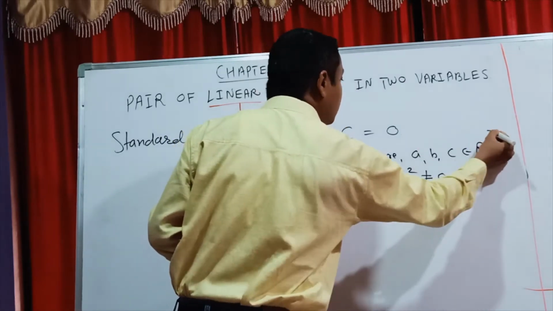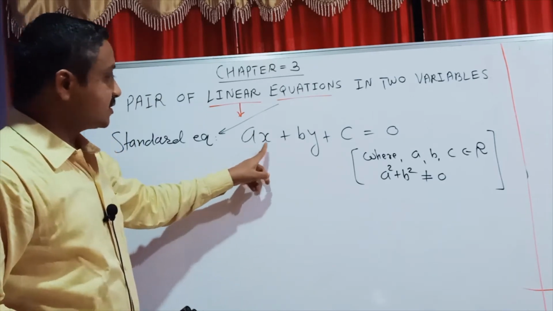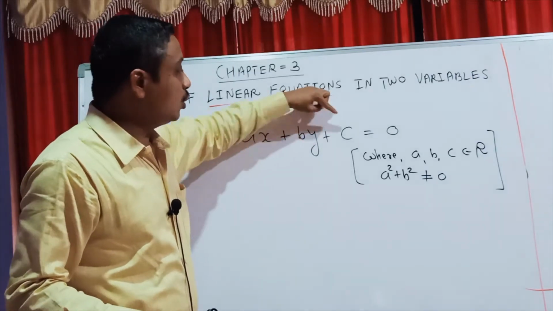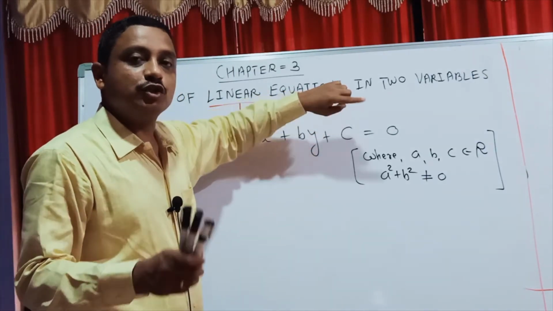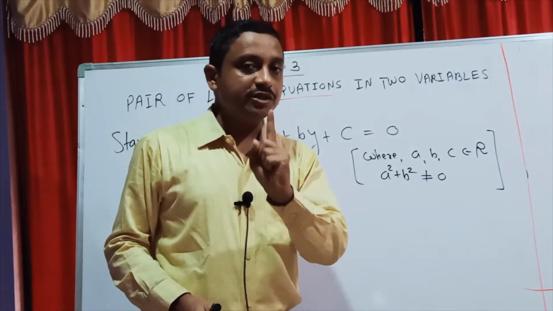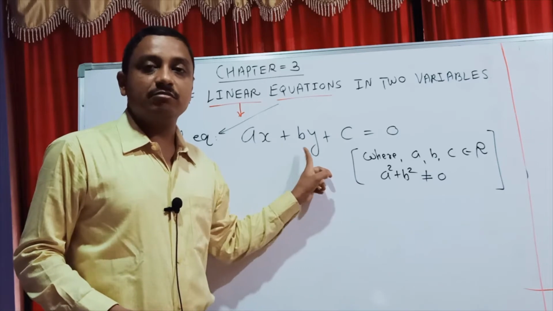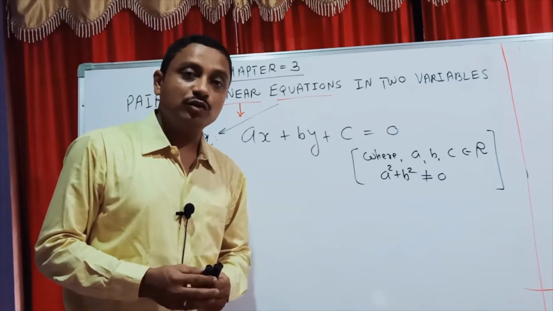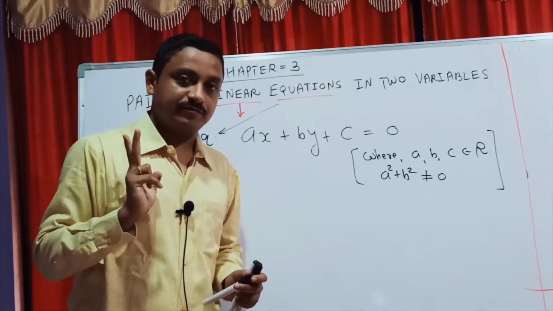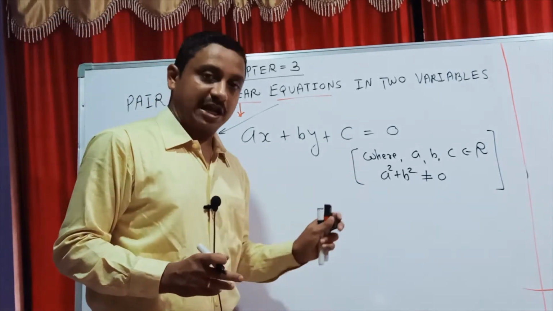These two are necessary conditions, because if the sum of a square and b square is 0, then only a constant remains. So it does not indicate a linear equation. So always remember your linear equation is in the form ax plus by plus c is equal to 0. Here x and y are our two variables. Students, these equations are straight lines.